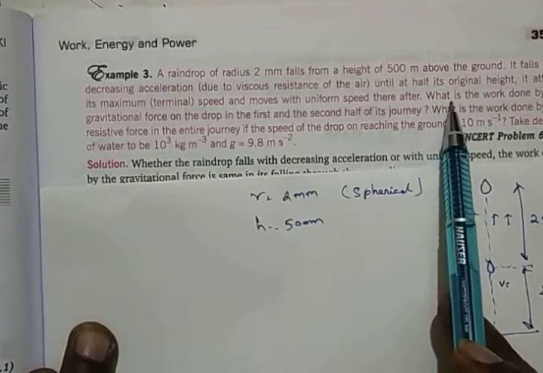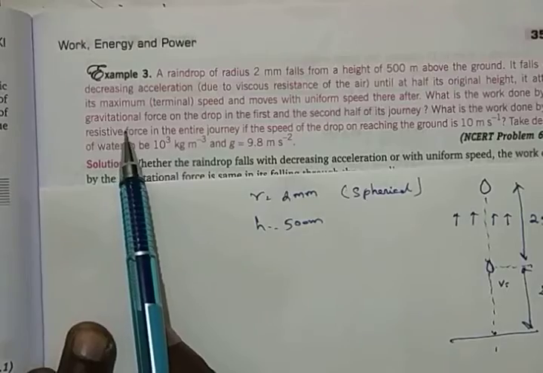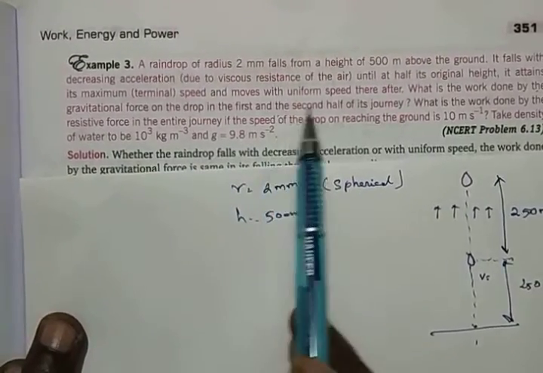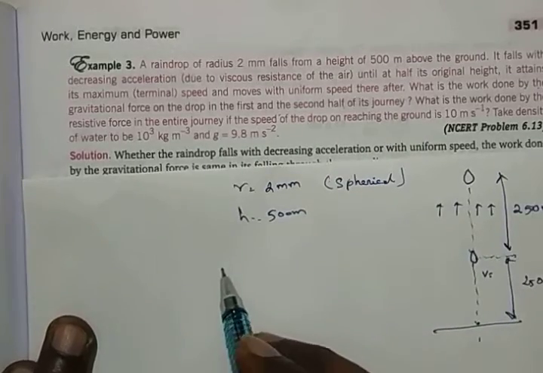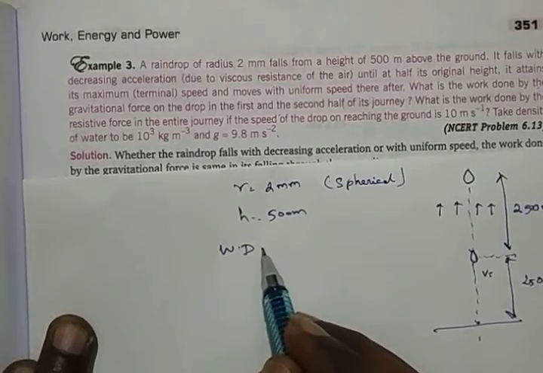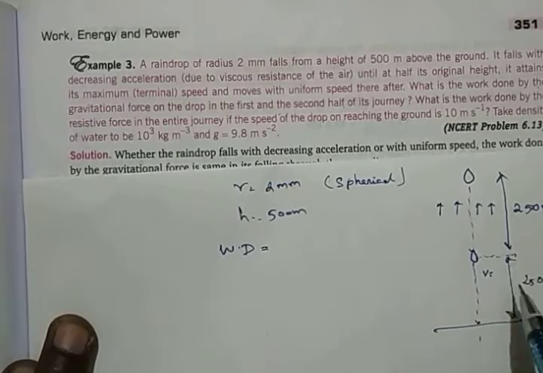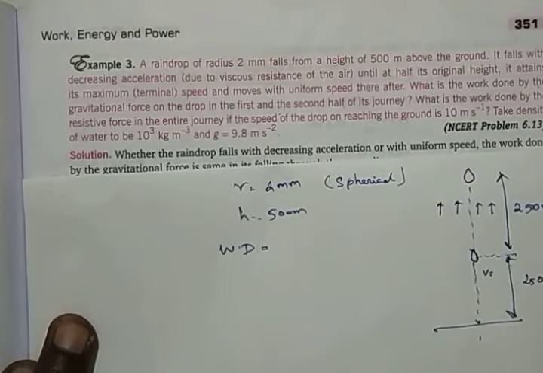So it is asking what is the work done by the gravitational force on the drop in the first and the second half of the journey. So it is asked here, work done by the gravitational force. There are two parts, first half and second half. Okay, now you know already work done.